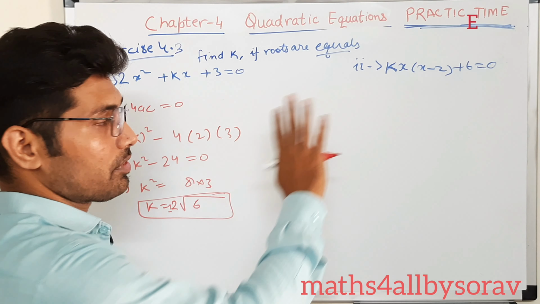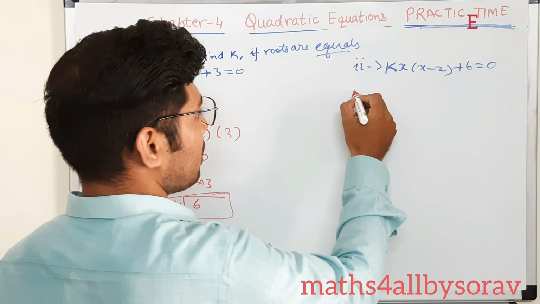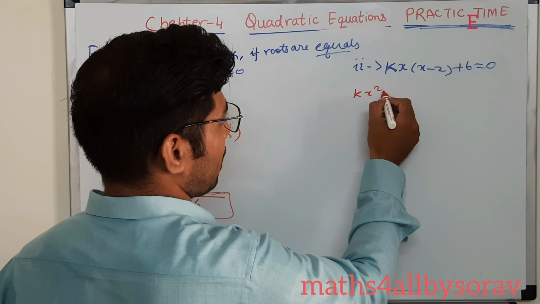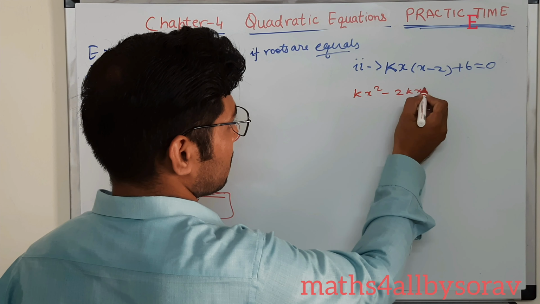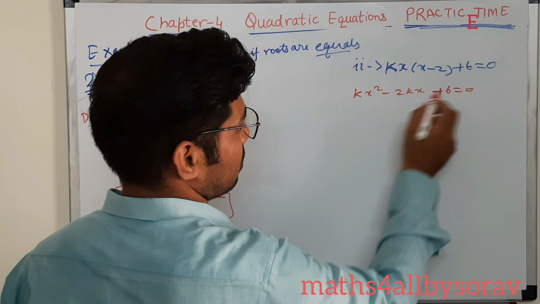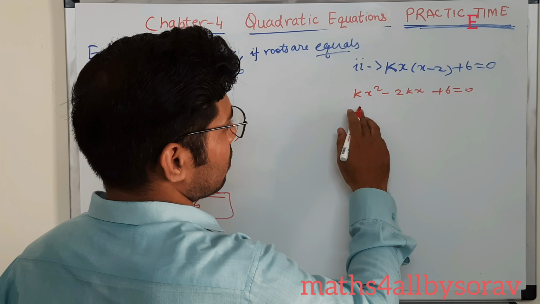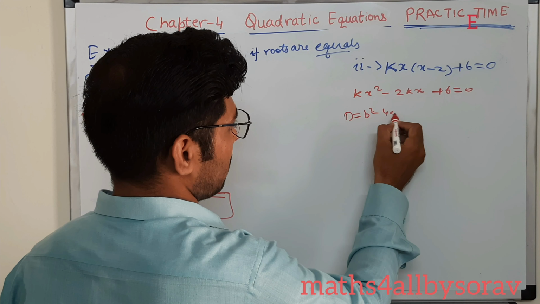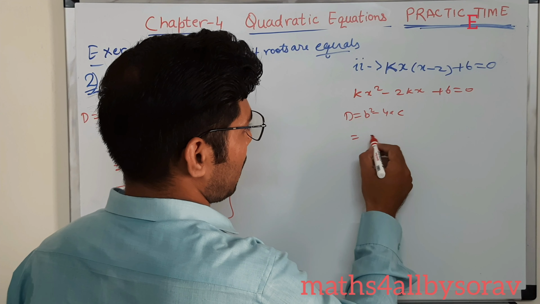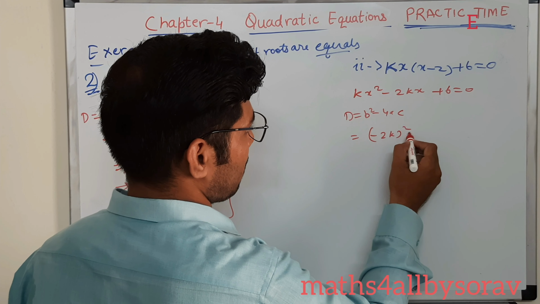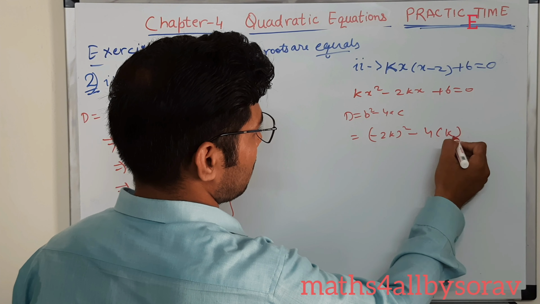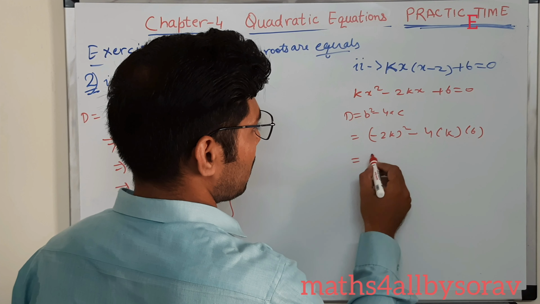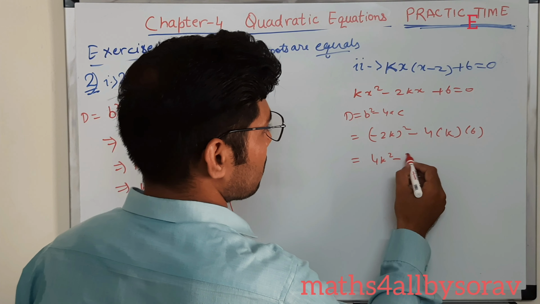For this one, first we need to solve this equation. It will be kx square minus 2kx plus 6 is equal to 0. Now take the discriminant, b square minus 4ac. b is minus 2k, so b square is 4k square, a is k, c is 6. This will give 4k square minus 24k.